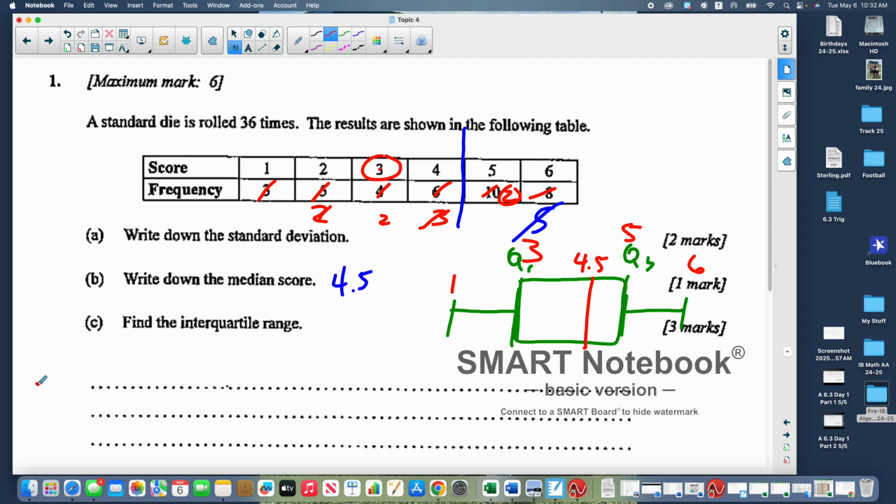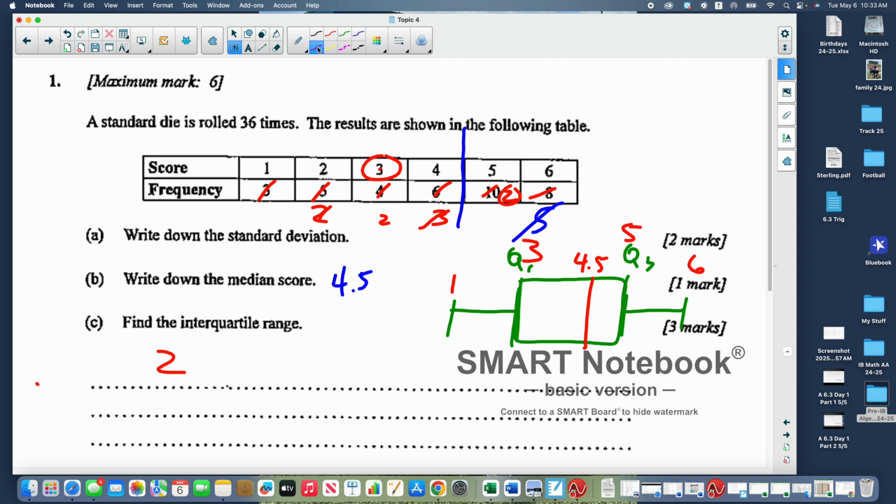Could I find my interquartile range? What is my interquartile range? It is the difference between 5 and 3, which would be 2. All right? If it's asking about the total range, that would be the distance from the whisker to the whisker, which would be 5.